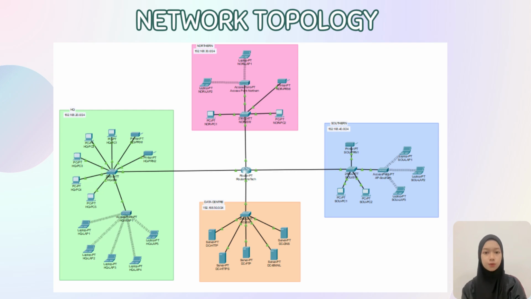If you look at our topology diagram, we chose an extended star topology. In the middle, we have an HQ router, and from there, we connect all four networks together: the HQ network, northern branch, southern branch, and the central data center. Each network has its own switch and access point to connect all the wired and wireless devices together.